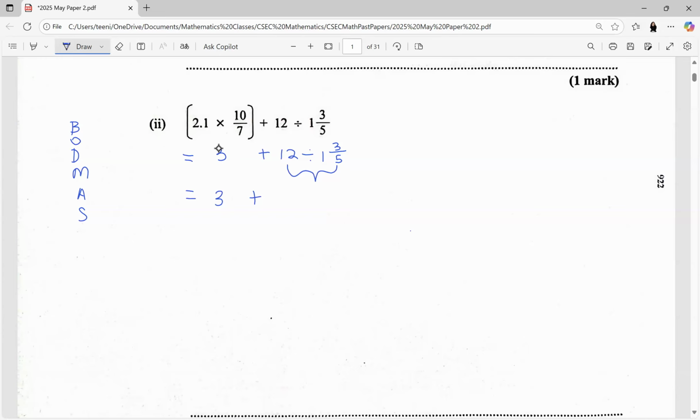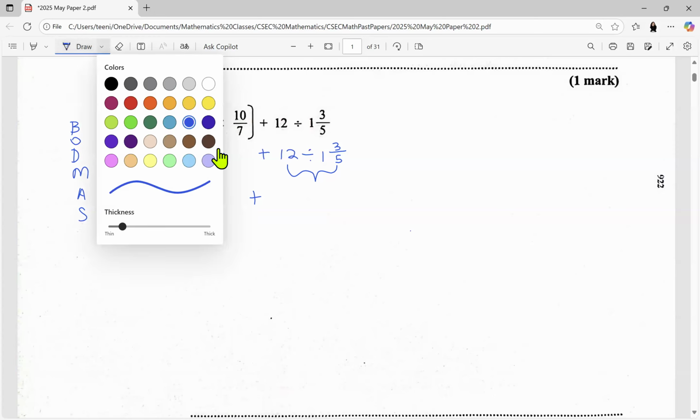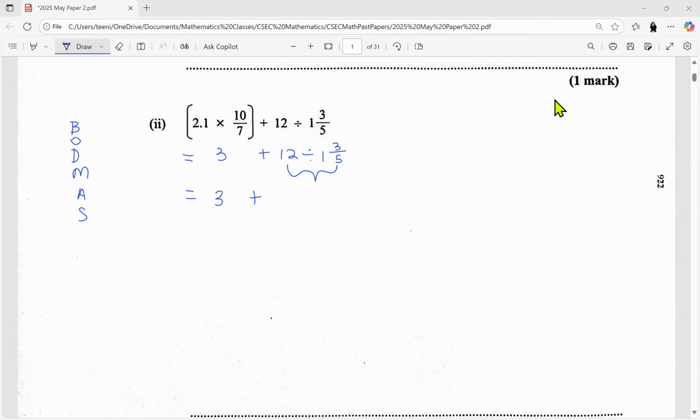Twelve divided by 1 and 3/5. I wonder if Faith got bumped out again. Faith, are you there? Miss, I got 7.5. Yeah, so it's 7.5, right? 7.5 and 7.5 is the same thing. And then, now we could add 3 to that, so the answer will be 10.5.